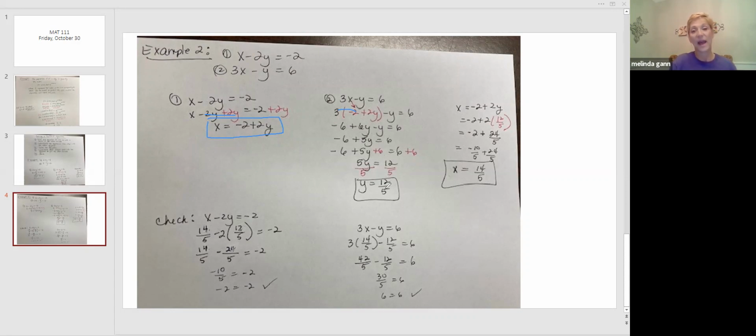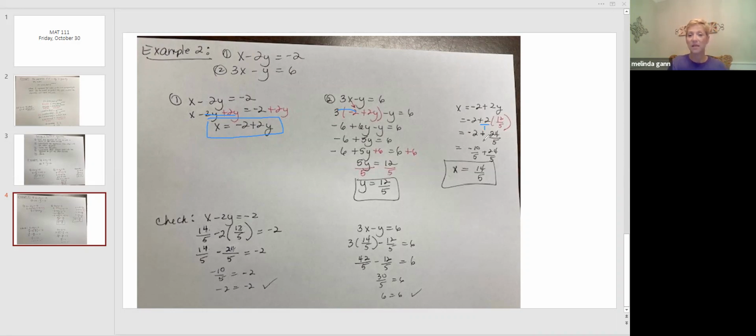Now, how do I find the x part? Go back over here and substitute in. Put for that y right there, I'm going to put 12/5. So I've got x is a negative 2 plus 2y. So in place of that y, there's my 12/5. Well, 2 times 12/5 is 24/5. Now think about why. Can't whole numbers go over 1? And 12 times 2 is 24, and 1 times 5 is 5.